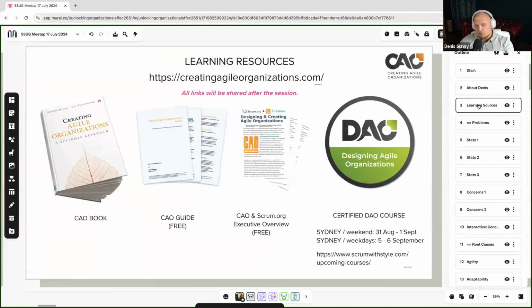The learning resources, of course, you can already find everything posted or published. For instance, we have an amazing book, Creating Agile Organizations. You can just order it from Amazon or other sources. We also have the quintessence of that distilled into the CAO guide, and an even shorter version published by CAO and scrum.org, the executive overview. You can find all of these resources on the site creatingagileorganizations.com. By the way, it's not very useful to try to open links from this slide. We will share all the links after the session so you can use them afterwards.